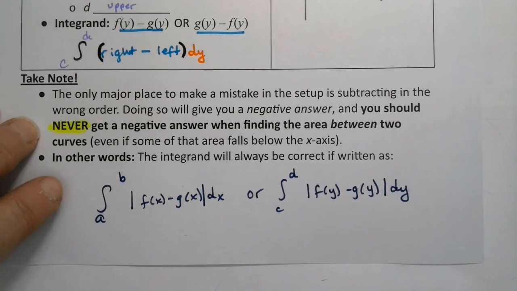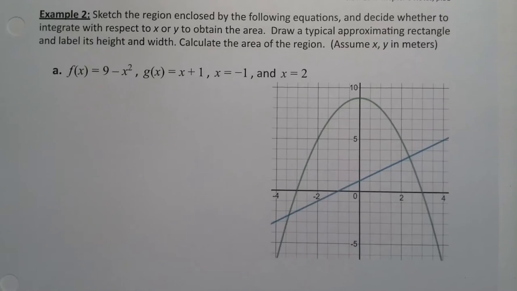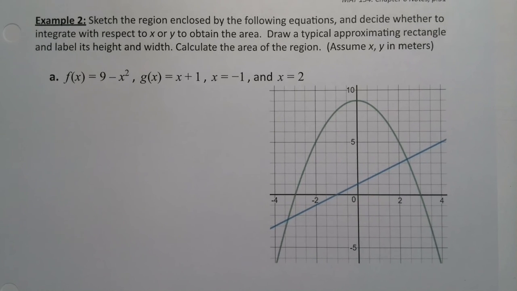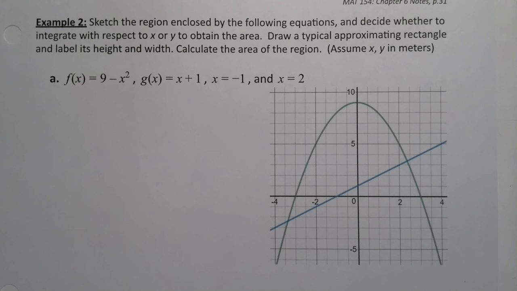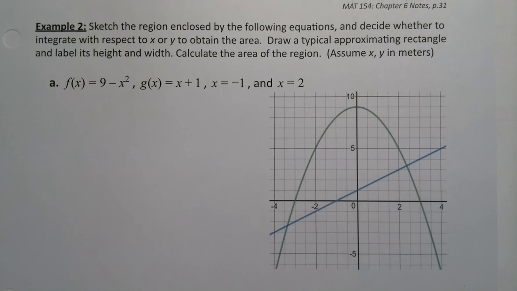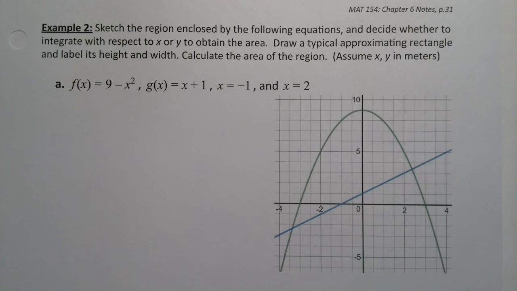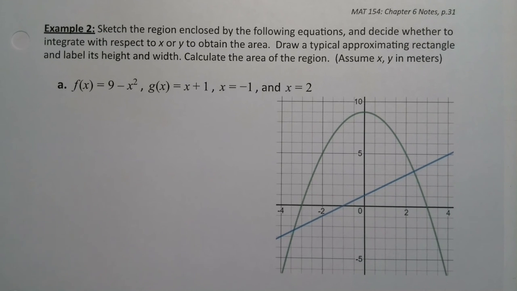So let's look at an example here. We want to sketch the region enclosed by the following equations and decide whether to integrate with respect to x or y. So we have to make that decision. Then we're going to draw a typical approximating rectangle, label its height and width, and then calculate the area of the region. Okay, no problem.